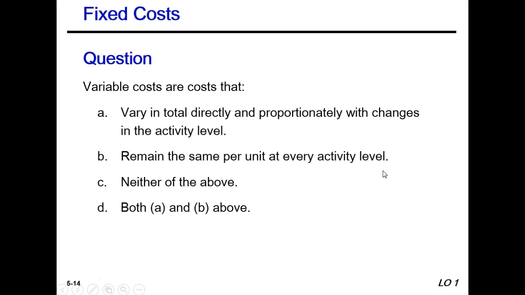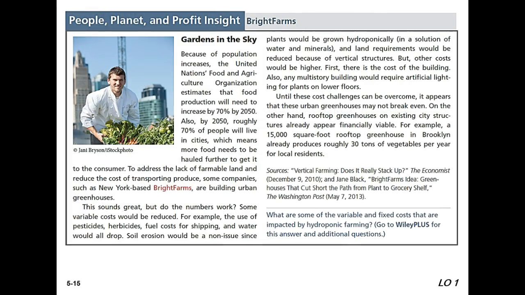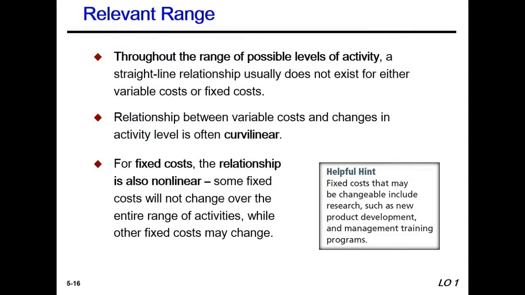Variable costs are costs that A, vary in total directly and proportionately with changes in the activity level, B, remain the same per unit at every activity level, C, neither, or D, both. Both. Okay.